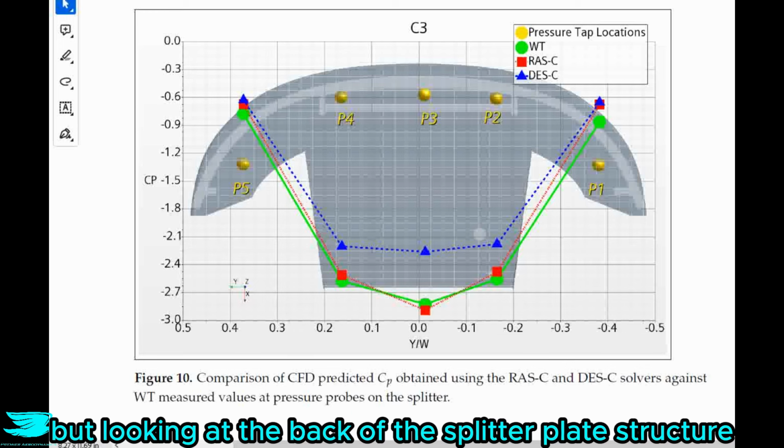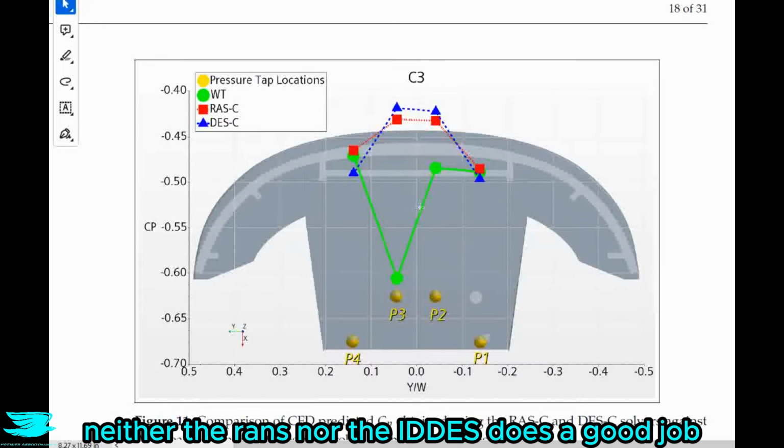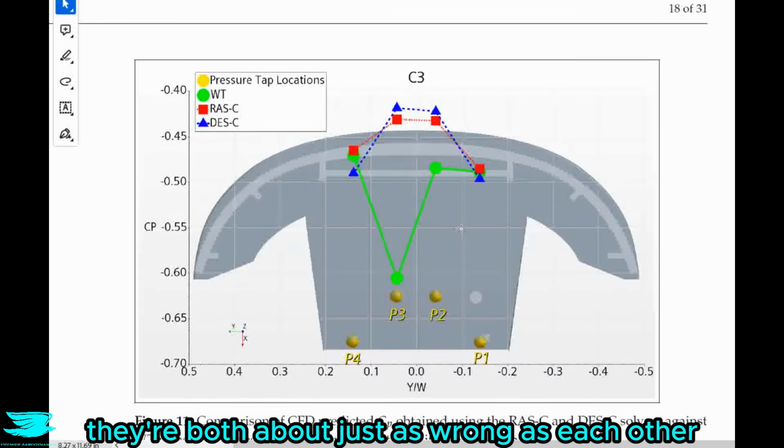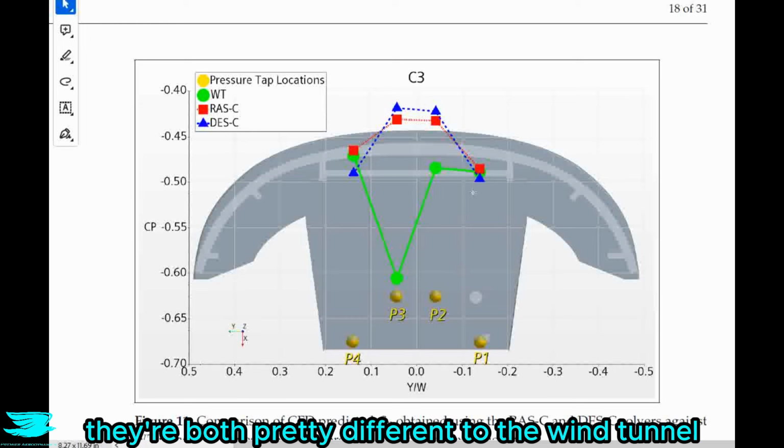But looking at the back of the splitter plate structure, neither the RANS nor the IDDES does a good job. They're both about just as wrong as each other. You can see we have some pressures back here. They're both pretty different to the wind tunnel.